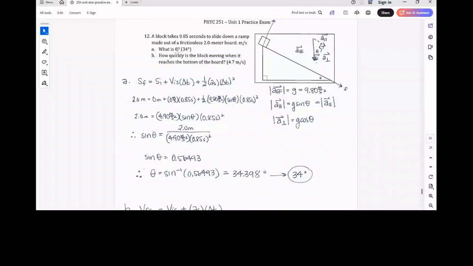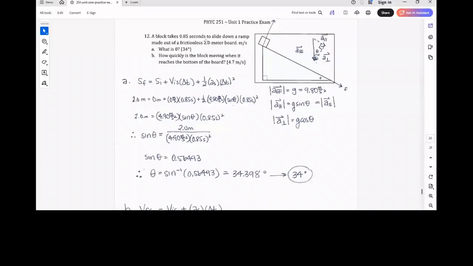So I don't know what the angle is yet, but I can use the fact that I know the distance traveled is 2 meters and the time is 0.85 seconds to figure out what that angle theta must be. So I start with the first kinematic equation. Our block is just placed at the top of the ramp, and I've chosen to put the origin there so I can plug in a 0 here.